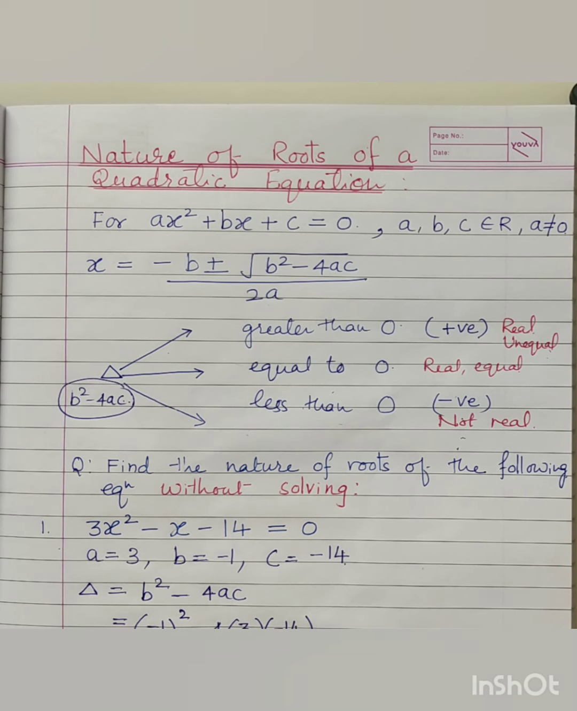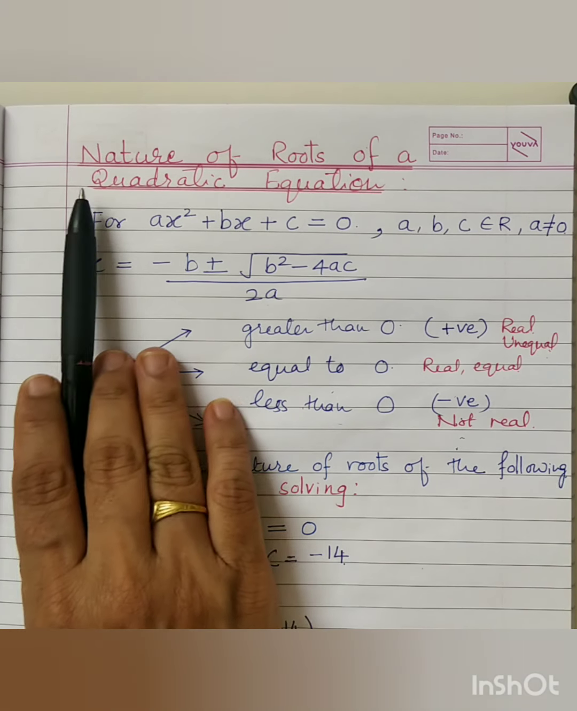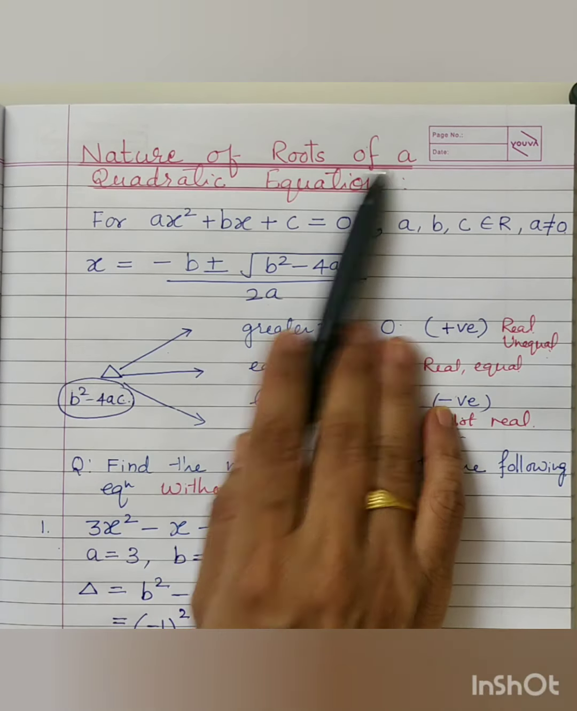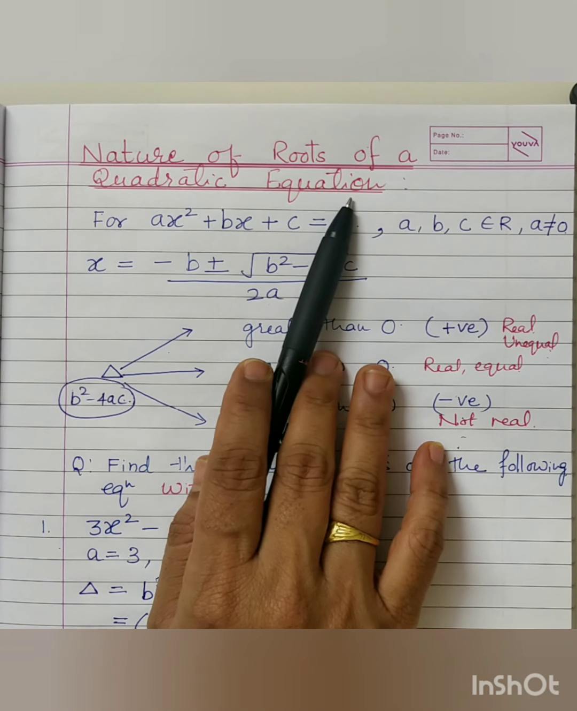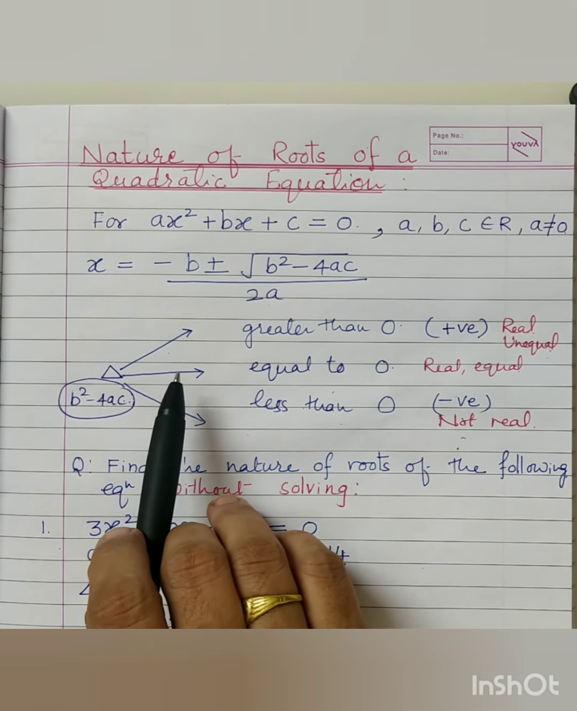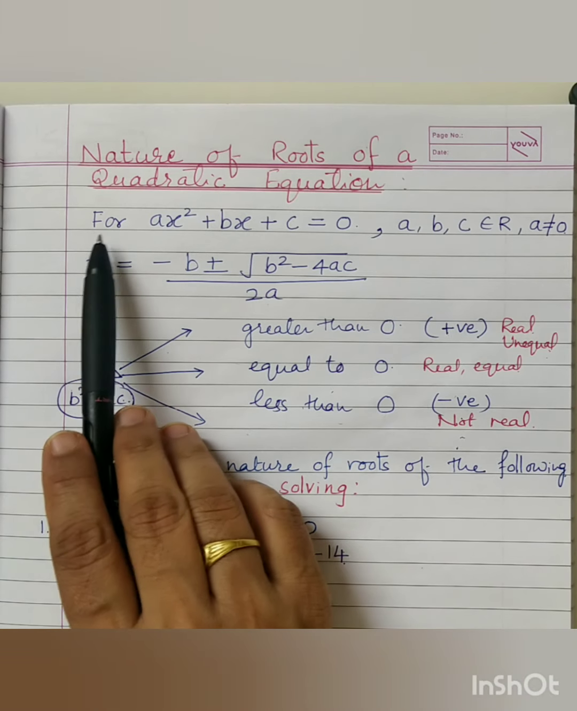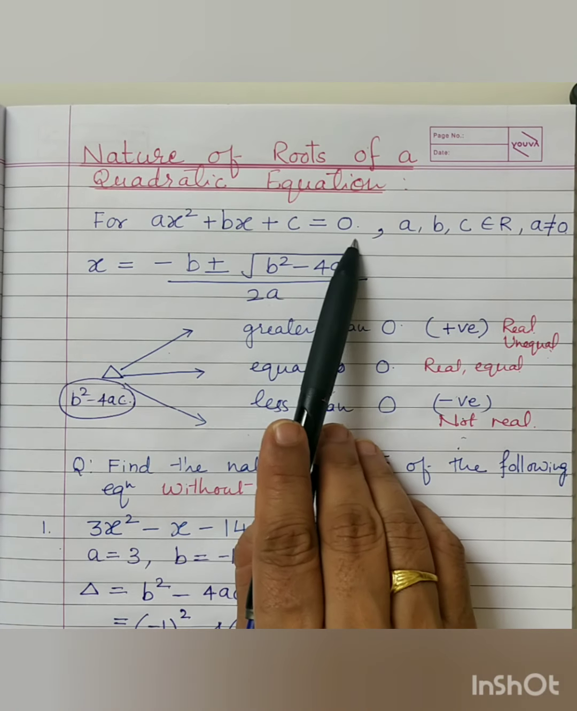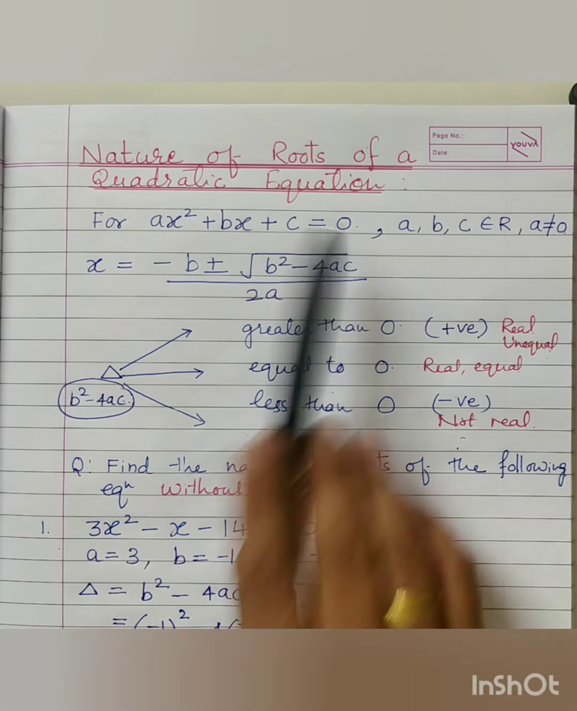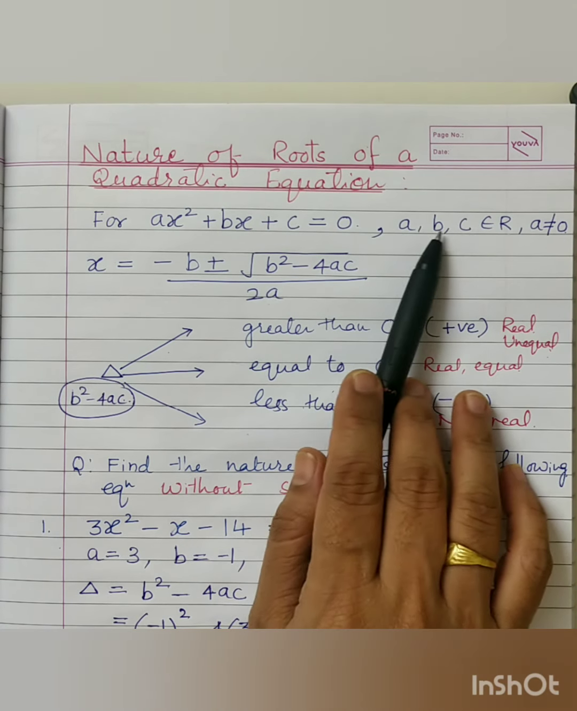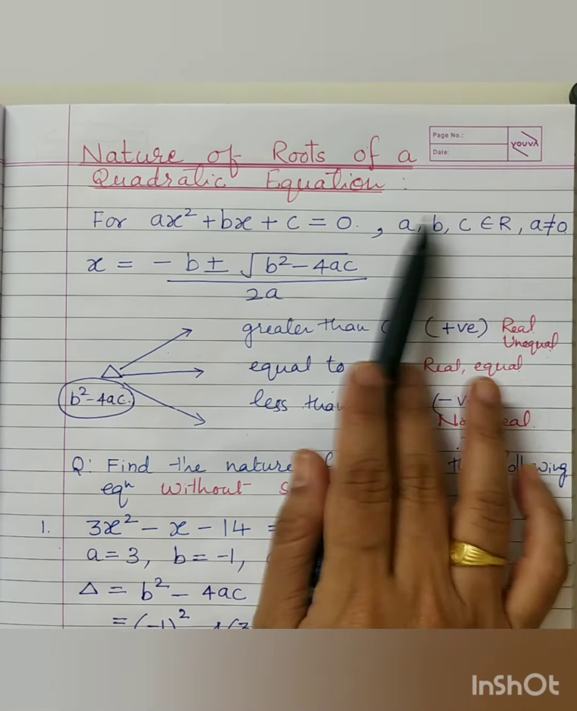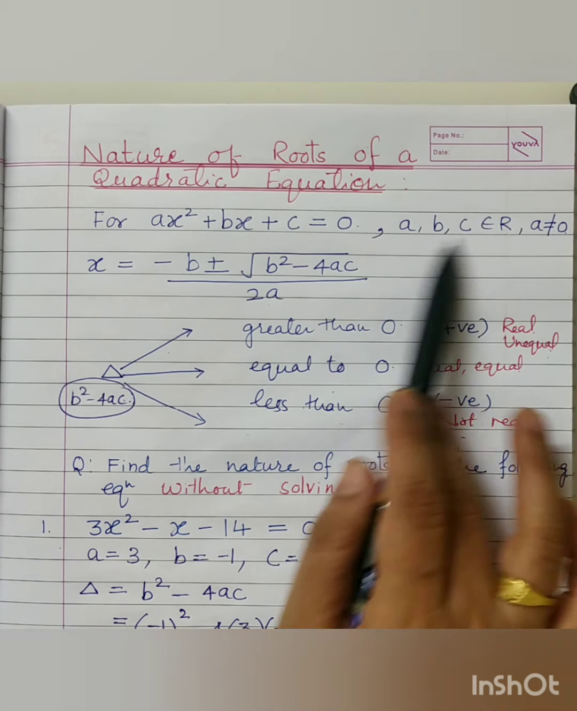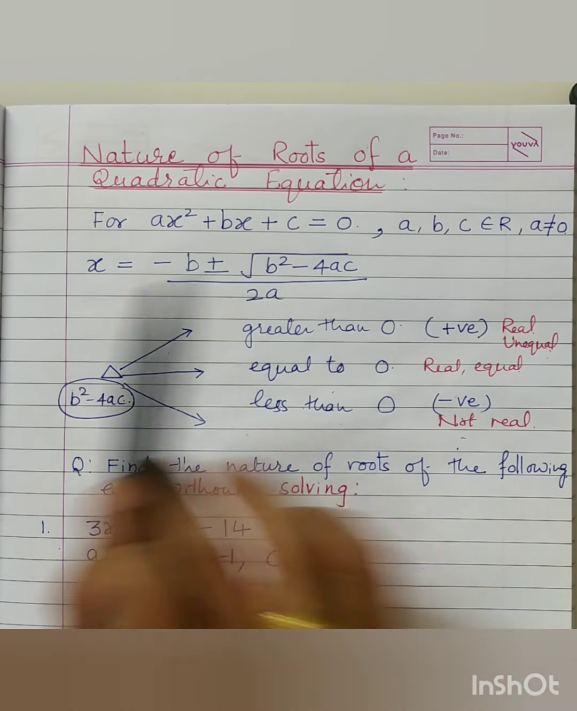Hello children, in today's class we are going to see the nature of roots of a quadratic equation without actually solving it. See how we can do it. Suppose this is some quadratic equation ax square plus bx plus c is equal to 0, where a, b and c are real numbers and a is not 0. Remember, these are obviously real numbers.